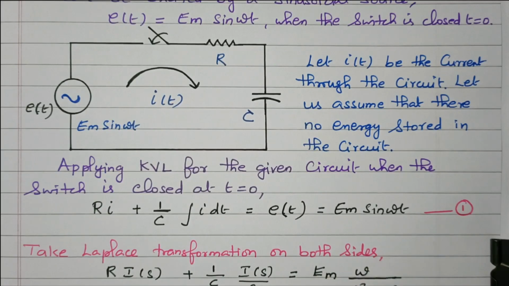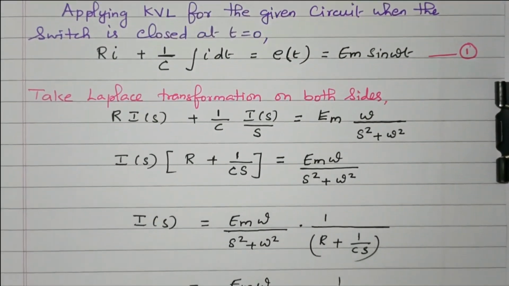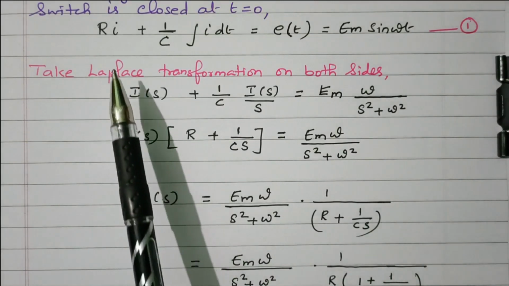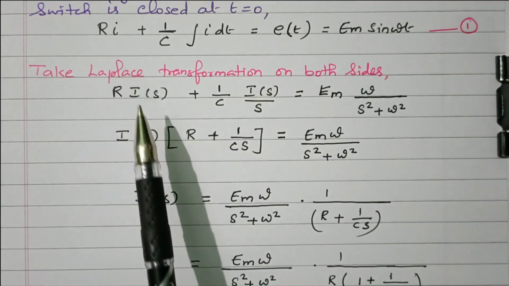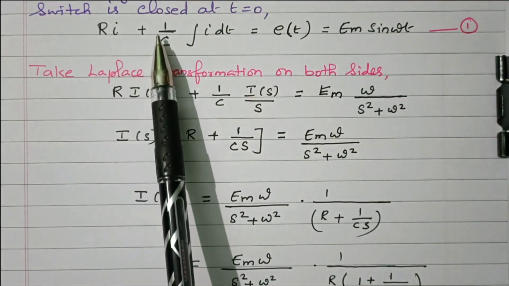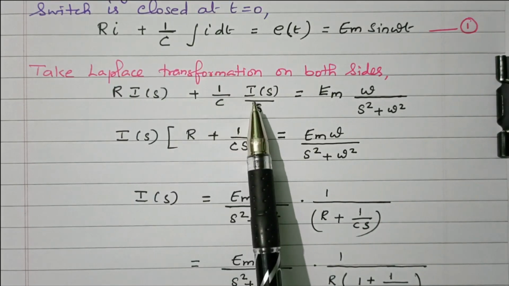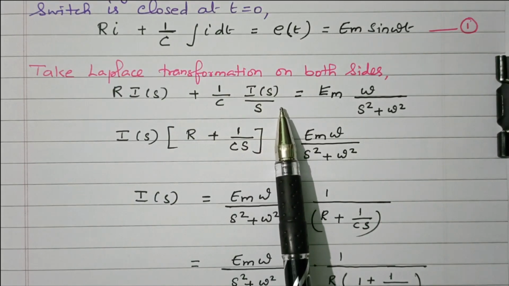Now we need to take the Laplace transformation on both the sides in order to convert the t domain into S domain. Again we will take the inverse Laplace. At that time we will get the transient current. So we will take the Laplace transform on both the sides. R is constant, I is converted as I of S. Then 1 by C integral I dt. Laplace transform of integral I dt is I of S divided by S. We need to subtract the initial condition, but we assume that the initial condition is 0. Before closing the switch there is no energy stored.